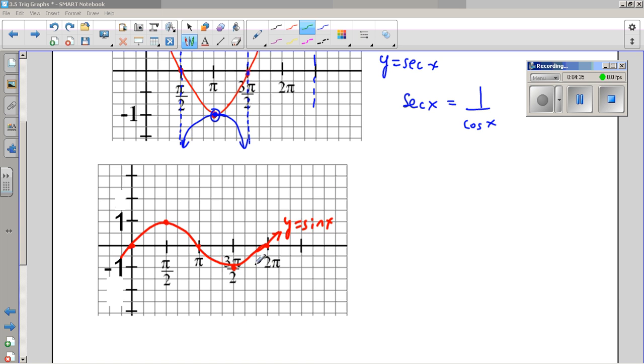All right, hopefully you gave it a go. I'm going to go through this one pretty quickly. There's my graph of y equals sine x, and we know 1 over sine x, that's the cosecant of x. So I'm trying to graph y equals cosecant x. So how do I do that?